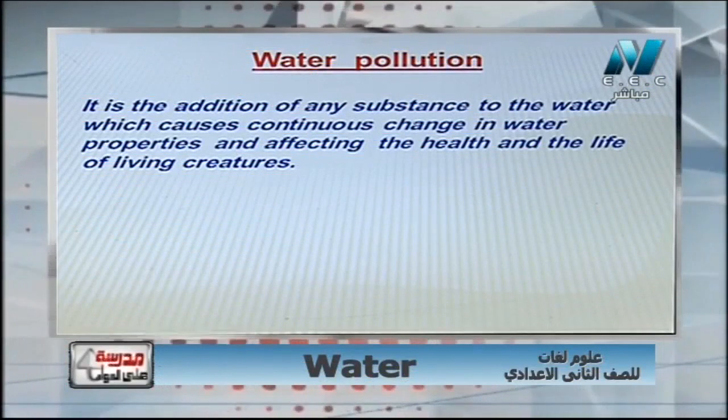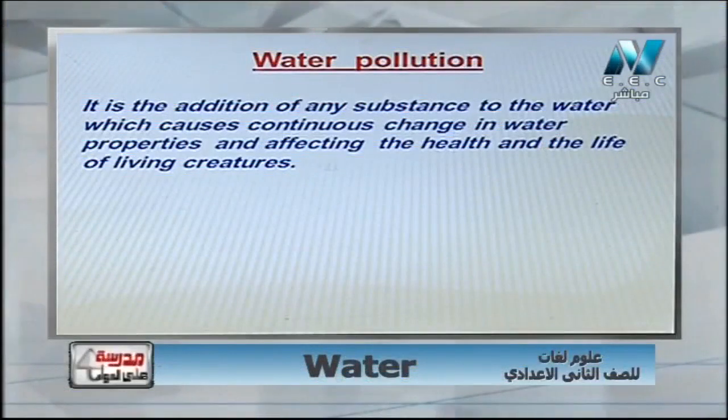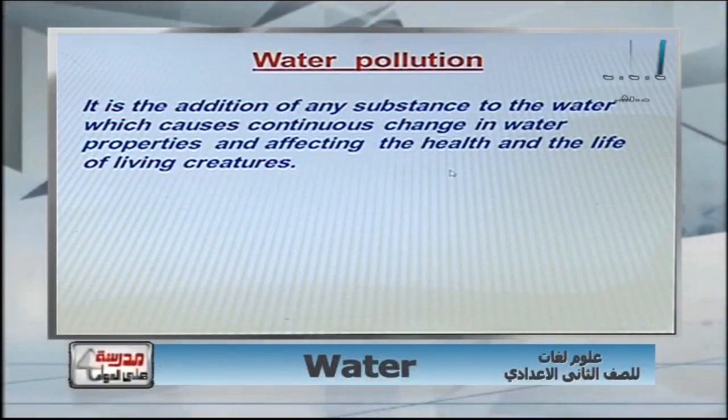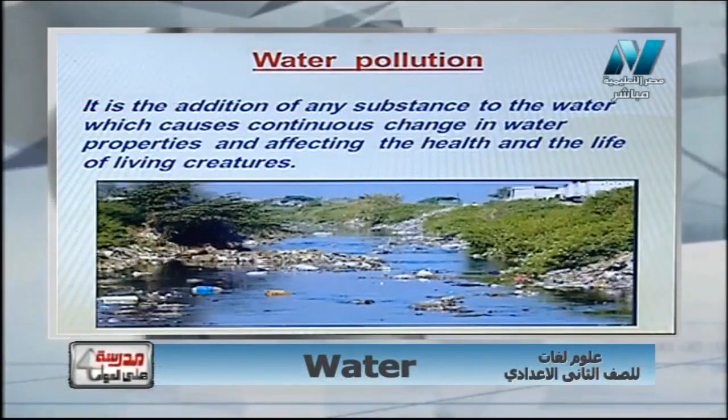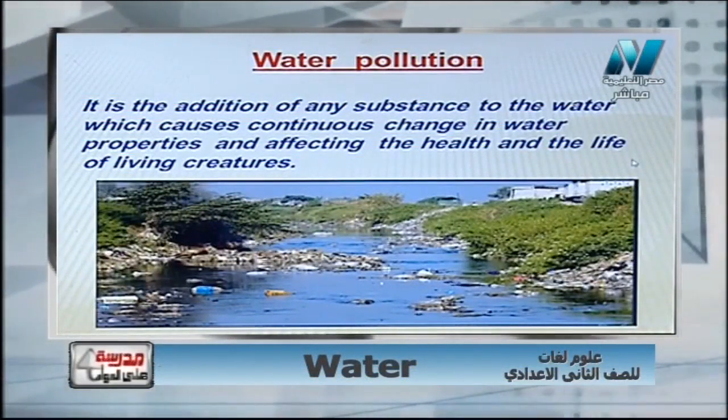Okay, now we are going to know what's meant by water pollution. Water pollution means any substance added to water that causes a change in its property and harms or affects the human. Let's see together. Addition of any substance to water which causes continuous change in water and affects the health. Okay, now this is a picture of how we misuse the water and make it polluted.